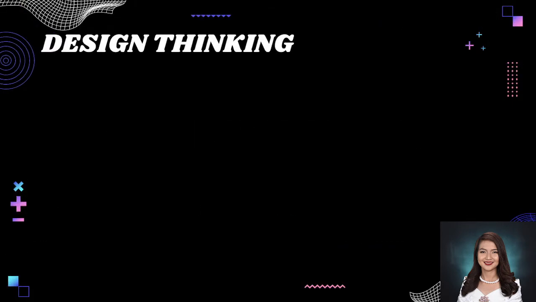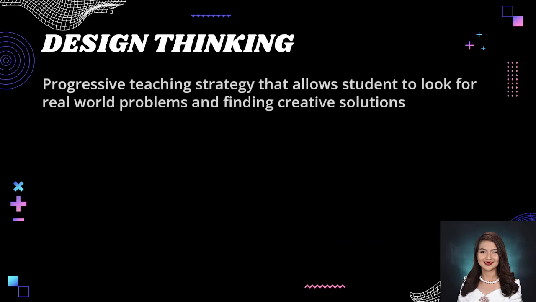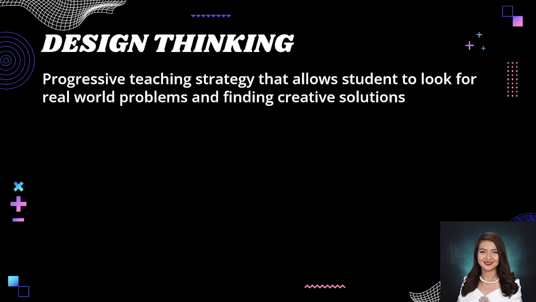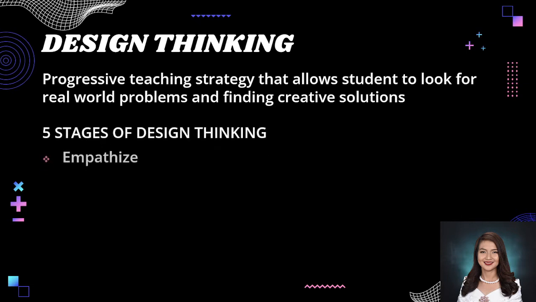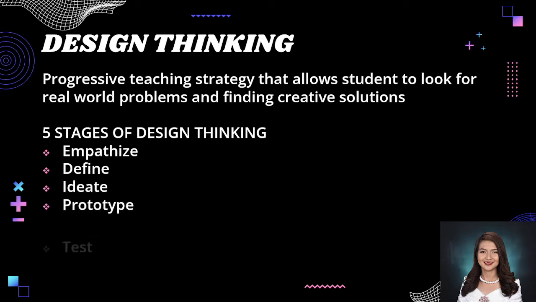When we talk about design thinking, it is a progressive teaching strategy that allows students to look for real-world problems and find creative solutions. Students do this by focusing on the needs of others, collaborating for possible solutions, and prototyping and testing their creations. We have here five stages of design thinking. First is to empathize, define, ideate, prototype, and test. These stages are adapted from the Institute of Design at Stanford University.